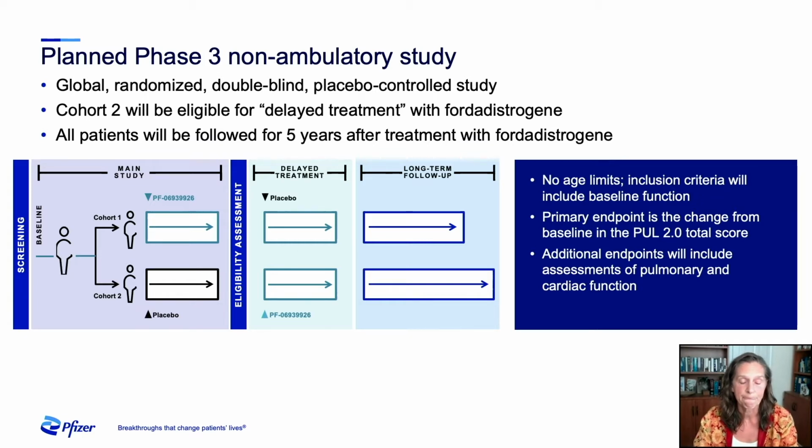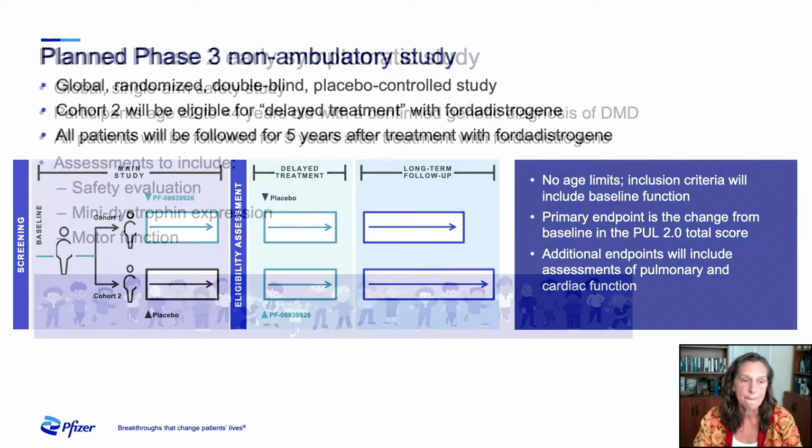Now, in this study, the inclusion-exclusion criteria will not have any age limits, but we will ask patients to meet some functional requirements, in part to protect patient safety while they're in the trial. Our primary endpoint will be the Performance of Upper Limb 2.0 total score, and we'll also very carefully assess both pulmonary and cardiac function. The full details of the study design will be available on ct.gov as soon as we get closer to starting the study.